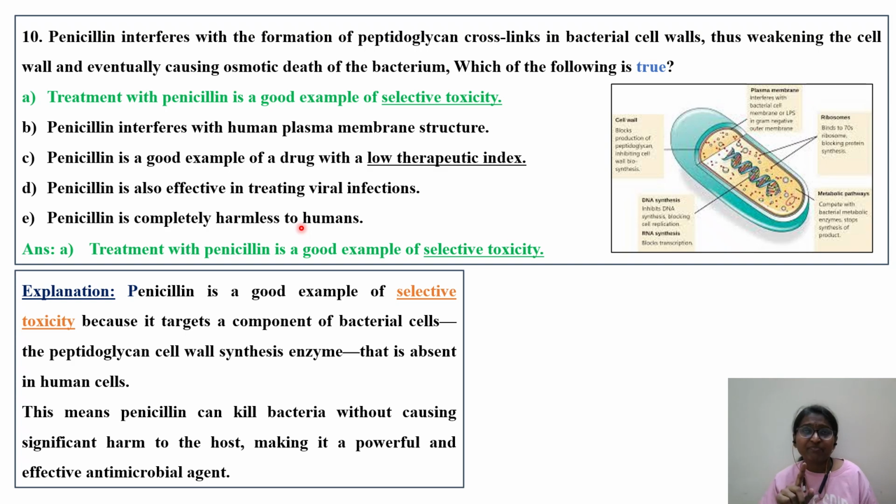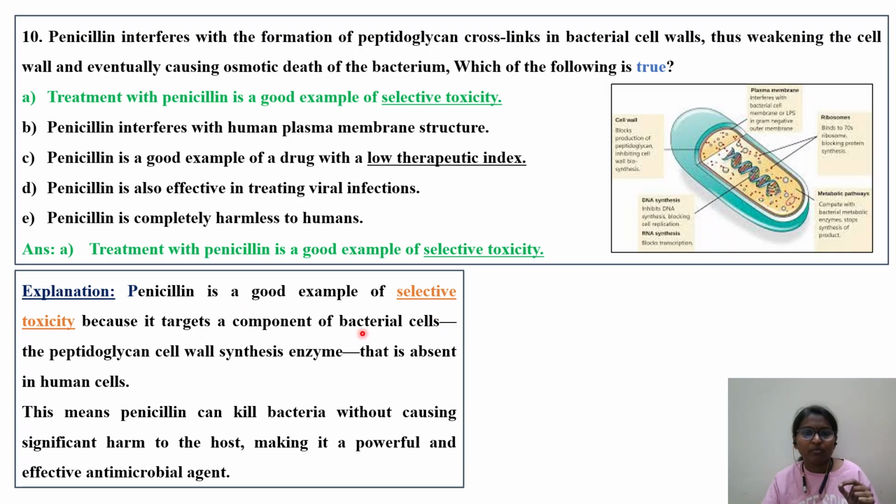That's why they might show some type 1 hypersensitivity reaction, because of which any class of the same penicillin or beta lactam antibiotics, if the person is exposed for the second time, he will have a hypersensitive reaction. So this statement is also not applicable in this case. So the right answer will be the green text, that is treatment with penicillin is a good example of selective toxicity.